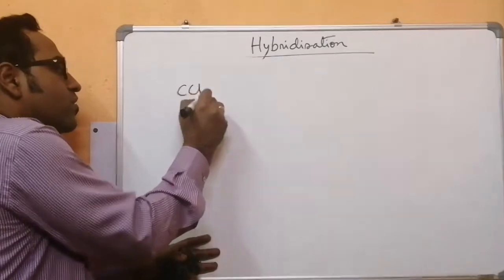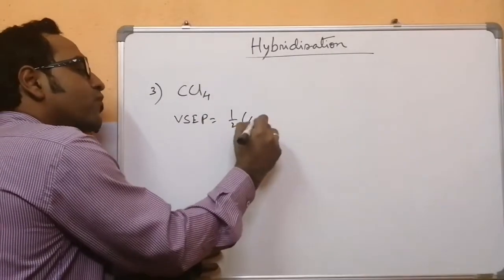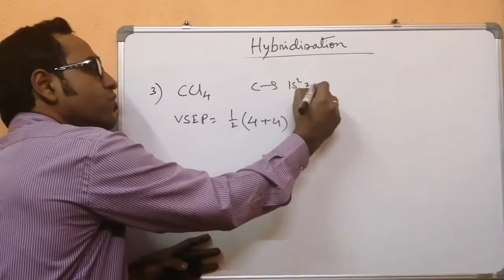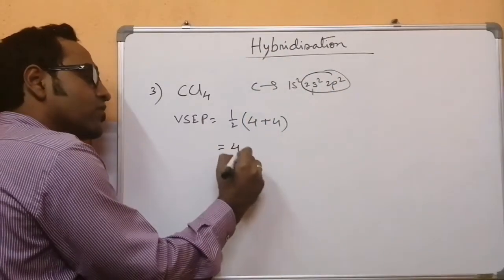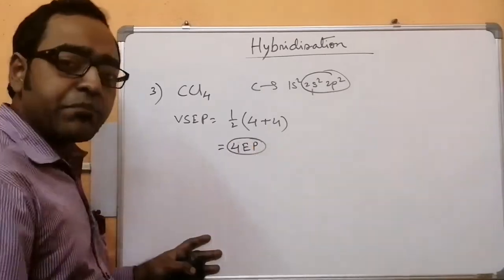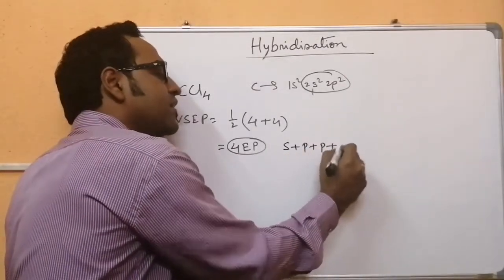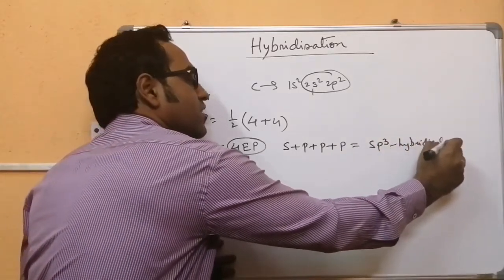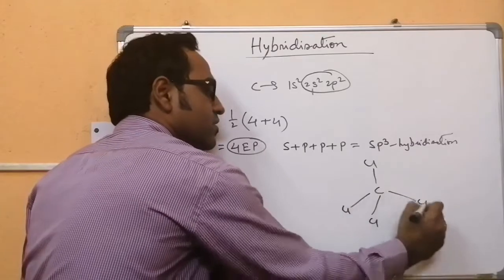Next, move to our third example, that is CCl4. Again the VSEP calculation is half 4 plus 4, because carbon's electronic configuration is 1s2, 2s2, 2p2. So it contains 4 electrons in the valence shell. So it is coming out to be 4 electron pairs. Now these 4 electron pairs can be accommodated in 4 orbitals: one s, one p, second p, third p. So it is giving sp3 hybridization. And the shape of the molecule is tetrahedral.